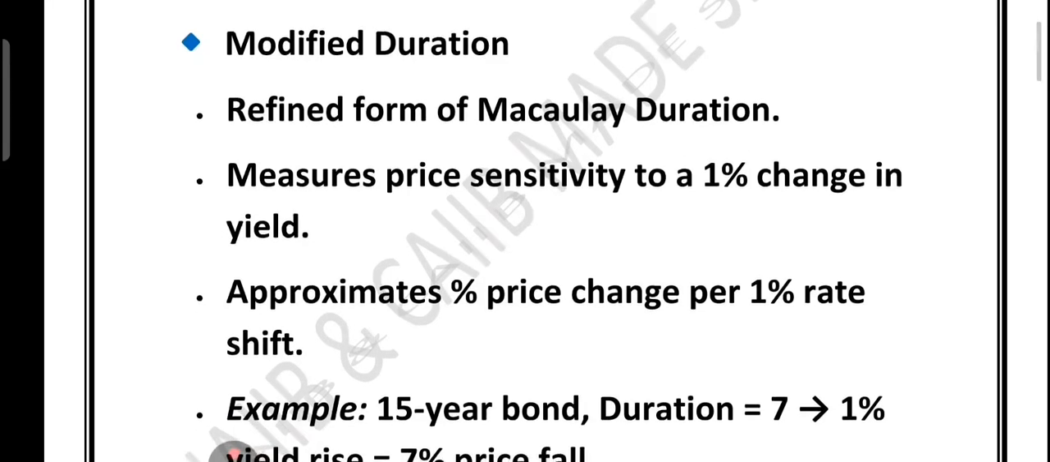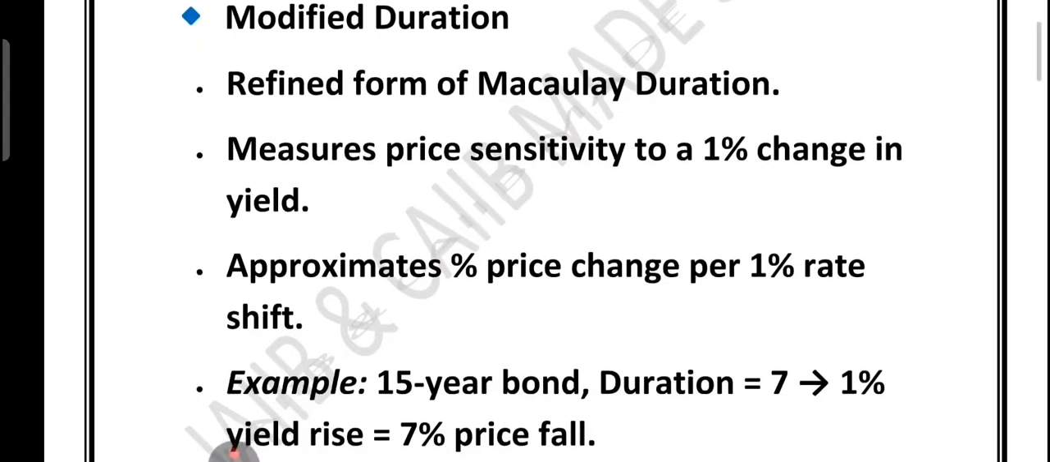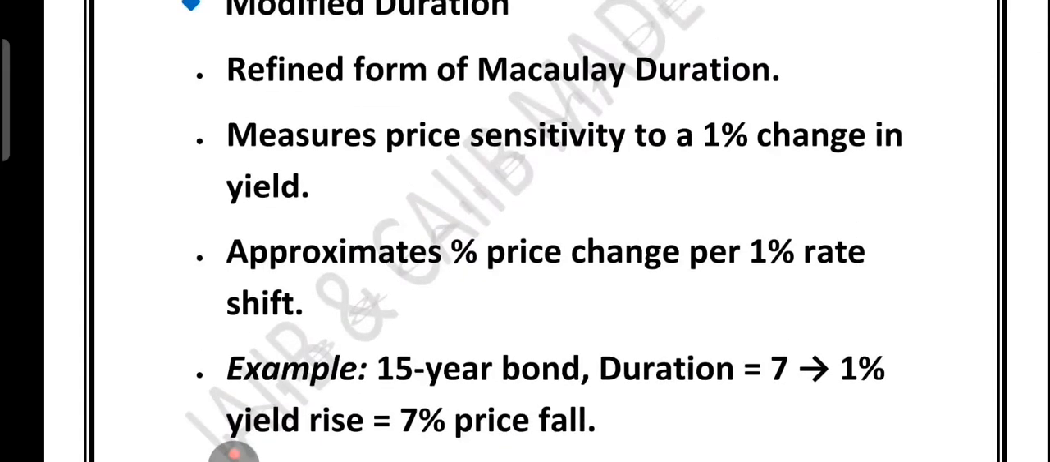It tells us how much a bond price will change if interest rate changes by 1%, right? So it measures the price sensitivity to a 1% change in the yield. So how much the bond price will change if interest rate changes by 1%. You can think of it like a sensitivity meter for the bond. It measures how sensitive the bond price is to the interest rate change.